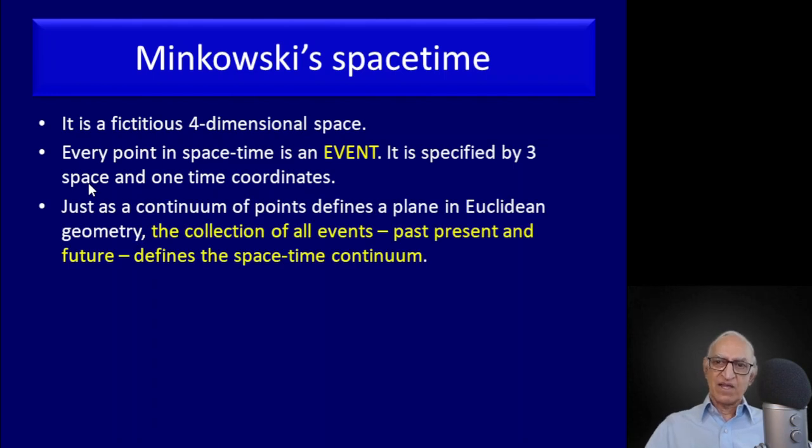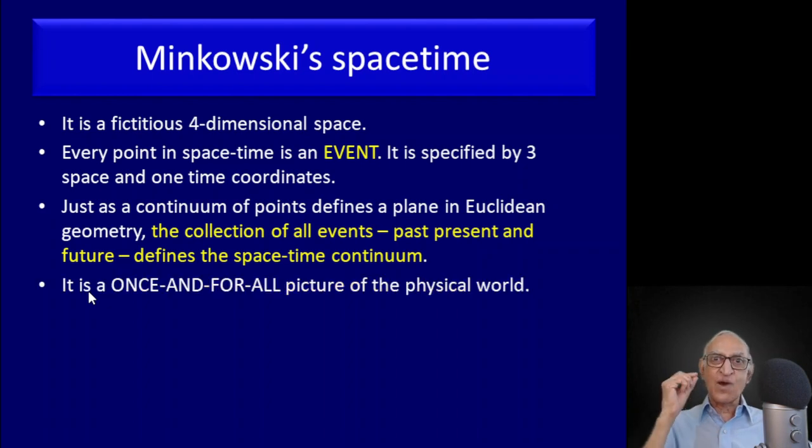What do I mean by that? Now, suppose you take a sheet of paper. Just as a continuum of points defines a plane in Euclidean geometry, a plane is just a continuum of points. In a similar fashion, the collection of all events defines space-time continuum. Collection of all events that have taken place? No. Collection of all events, past, present, and future. All past events, all the present events, all the future events that will occur in this universe, those are the points in this space-time. So it is a once and for all picture of the physical world.